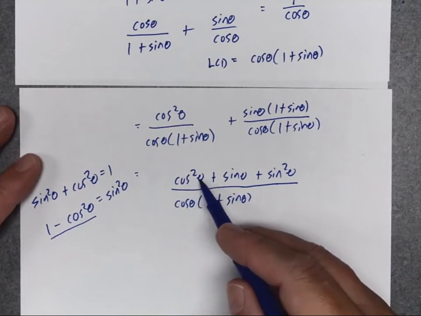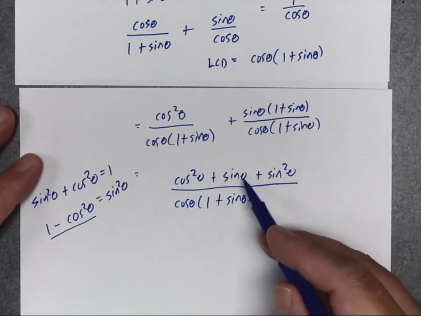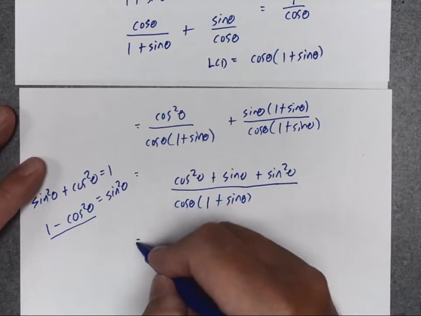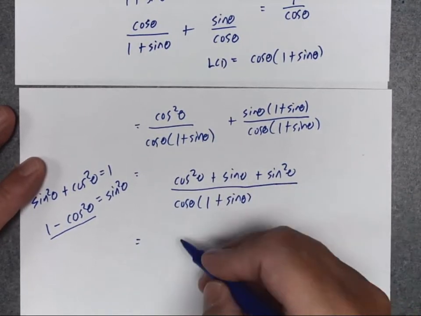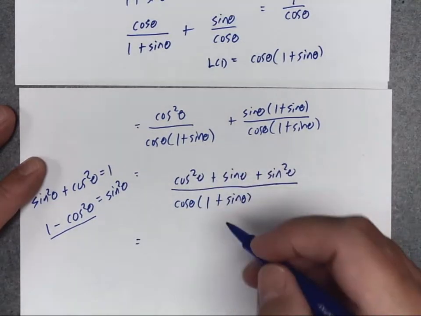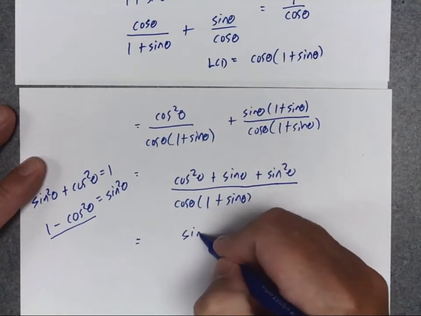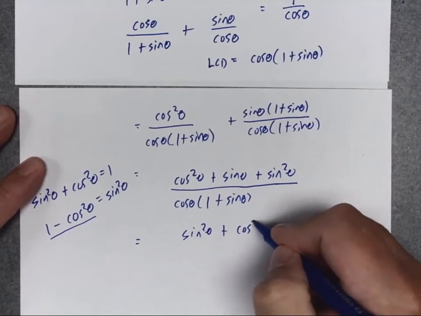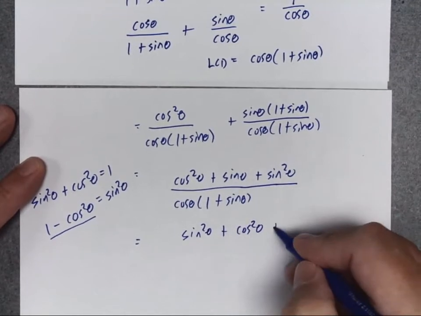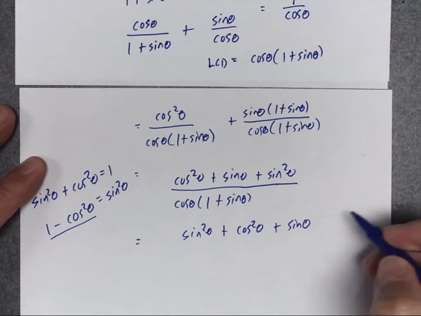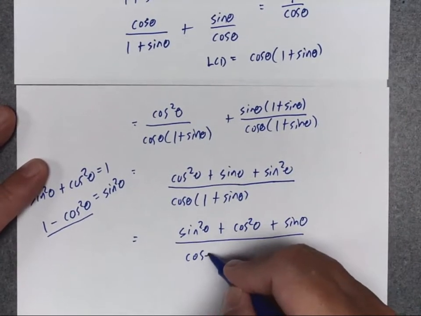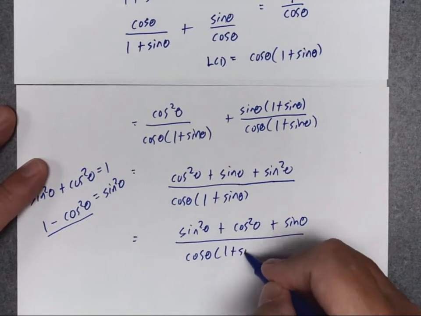Why I'm saying that is because look what I've got here. I've got cosine squared theta plus sine squared of theta. Just to make it very clear, since I'm adding things, I can rearrange the order. Let me write sine squared of theta, and then I'm going to add to it the cosine squared theta, and then at the end, I'll put the sine of theta. Of course, my denominator has not changed.